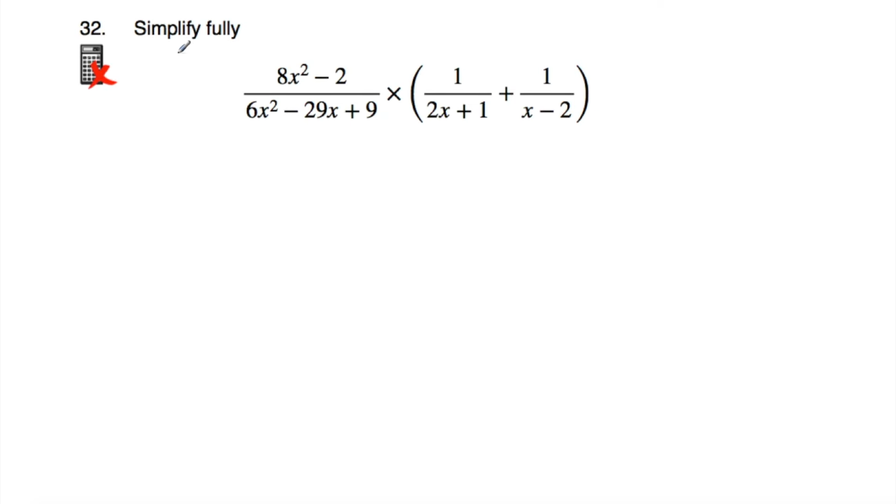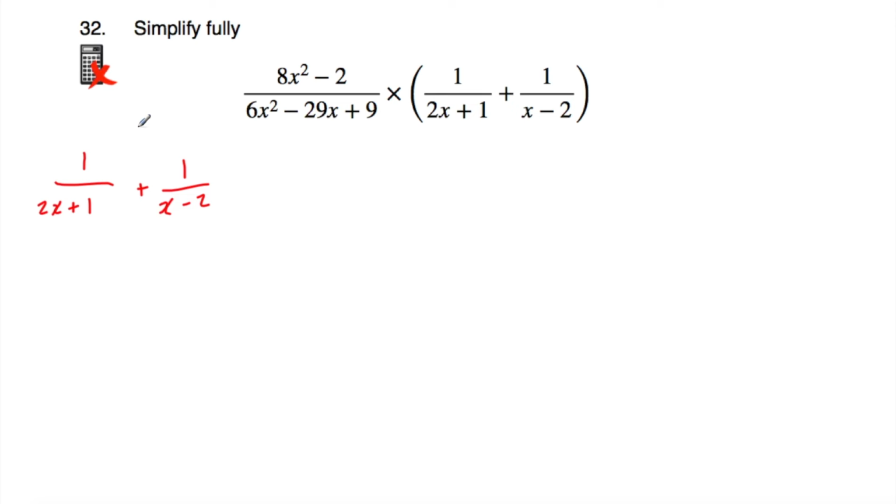Question number 32 says to simplify fully, 8x squared minus 2 over 6x squared minus 29x plus 9 multiplied by, and then in brackets, 1 over 2x plus 1 plus 1 over x minus 2. Okay, so remember our order of operations. We've got to do our brackets first. We need to work out this addition first of all. So let's work out 1 over 2x plus 1 plus 1 over x minus 2.